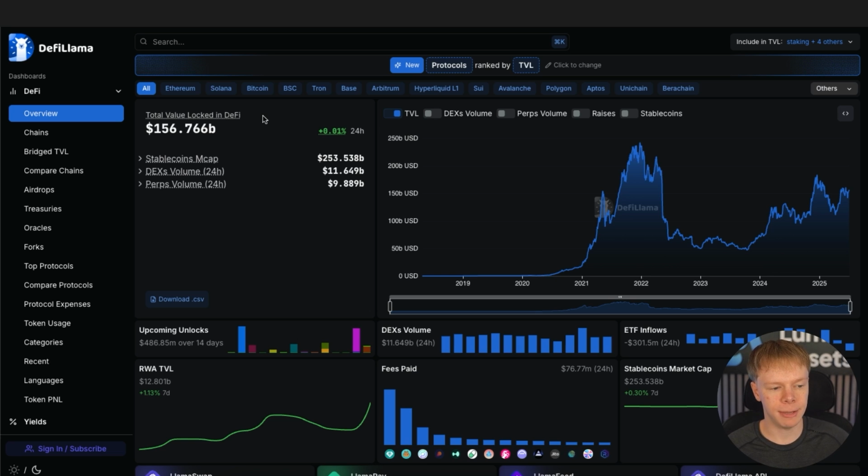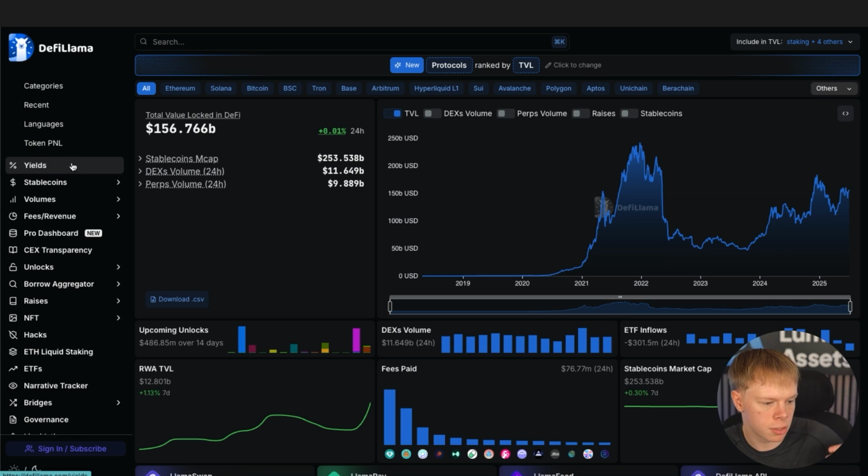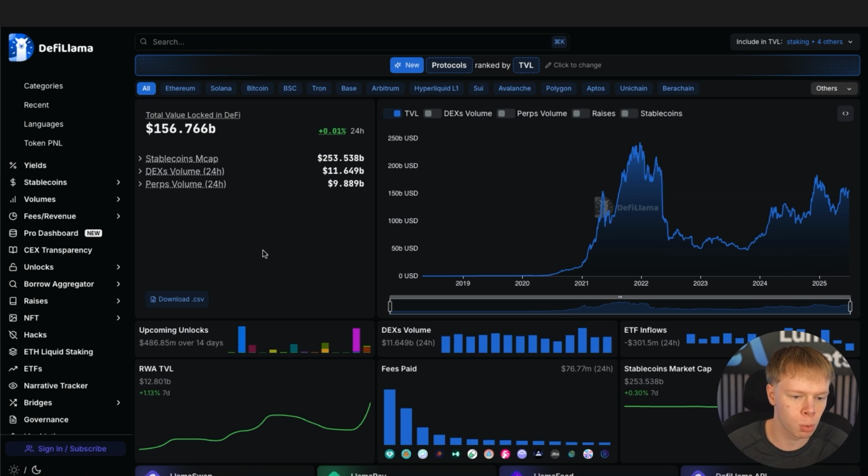First things first, DeFi Llama. This is the most popular DeFi tool out there simply because it has so much data, including TVL, yields, correlations, borrow aggregators. All of that stuff is right here in the DeFi Llama dashboard. And they've built other products beyond just analytics, which is very, very cool. And they're definitely an inspiration to us over at my software company, which I'll cover a little bit later on.